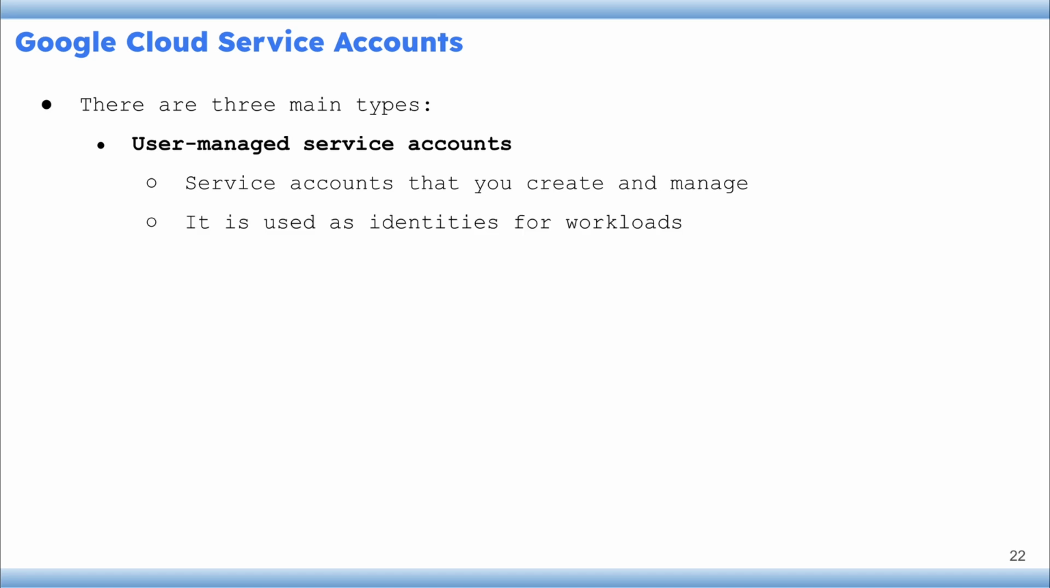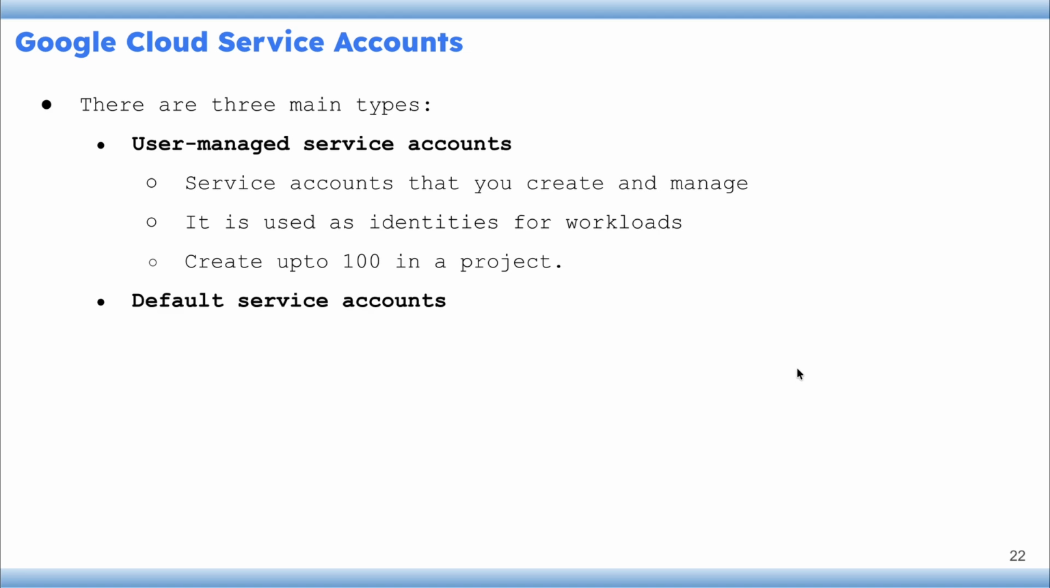These service accounts are often used as identities for your workloads. You can create a user-managed service account in your project using the IAM API, the Google Cloud Console, or the gcloud command. By default, you will be able to create up to 100 user-managed service accounts in a project.